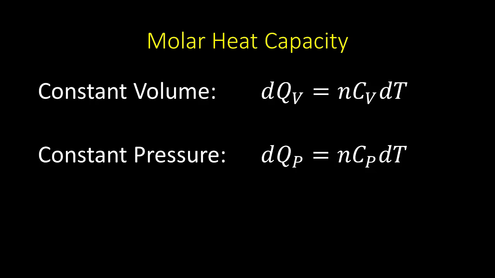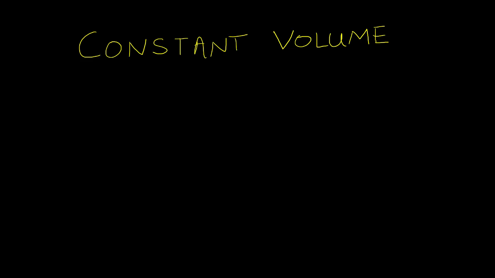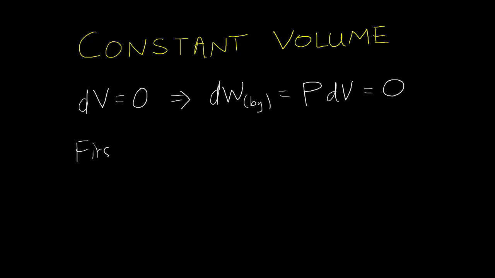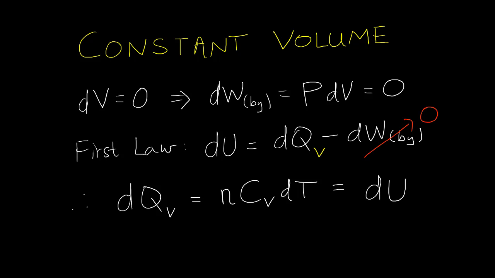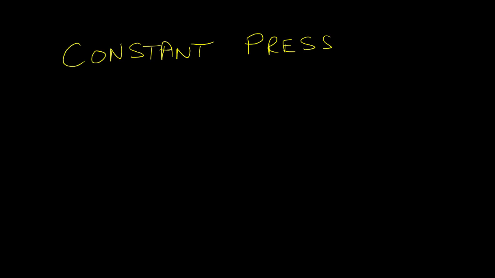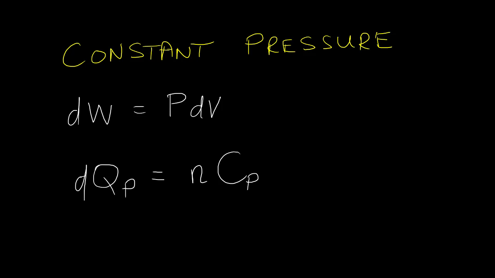for temperature change dT, and dQp equals nCp dT is the heat added at constant pressure, where Cp is the heat capacity at constant pressure. At constant volume, since dV equals 0, the work dW equals pdV equals 0. The first law is dU equals dQ minus dW, so at constant volume dQV equals nCV dT, which is equal to dU. At constant pressure, work dW equals pdV is done, so dQp equals nCp dT equals dU plus pdV.